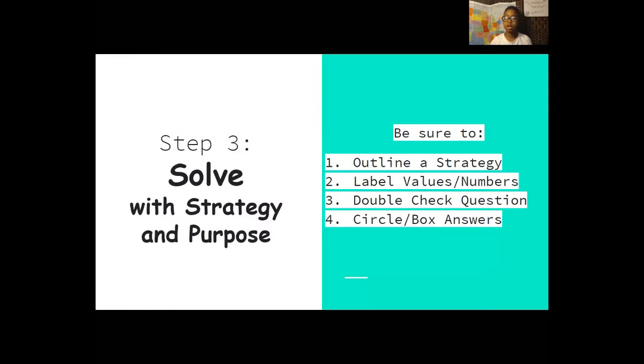All right, so we got a strategy, got to solve with strategy and purpose. We need to know what we're doing before we start, and then we need to make sure that when we're solving, we're doing it for a reason, okay? And that's to get the answer. So number one, we want to be sure to outline a strategy. Then number two, label our values and numbers. Three, double check the question to make sure we answered it. And then four, we want to circle and box our answers, okay?